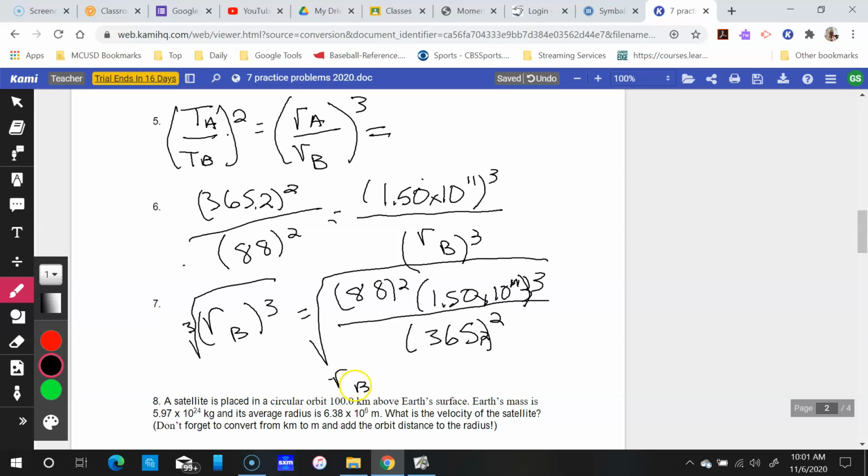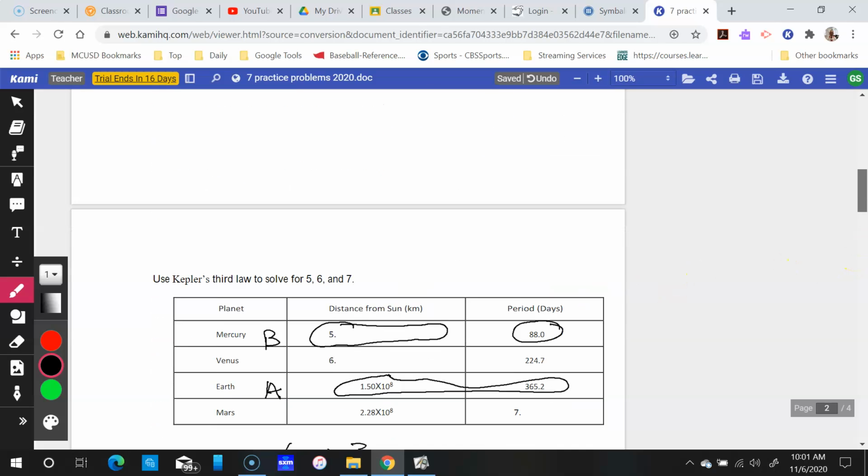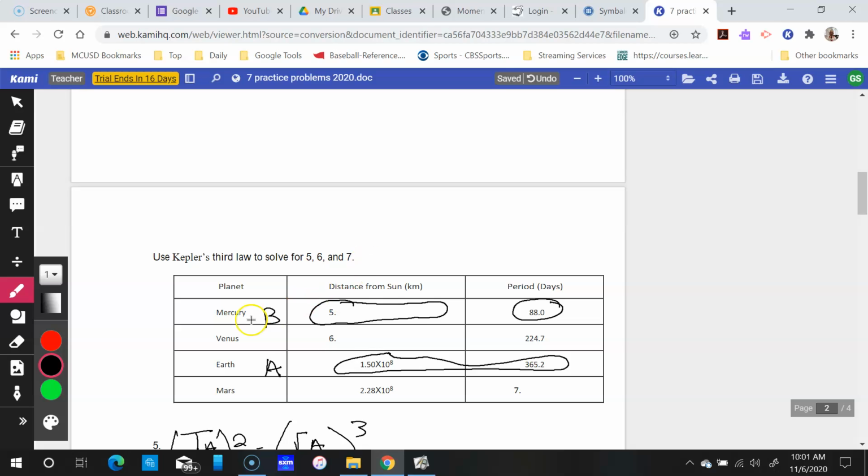the radius of Mercury. So I'll let you solve that problem. Then what you'll wind up having is two planets where you have both sets of data, and then you can use either of those to then solve for 6 and 7.